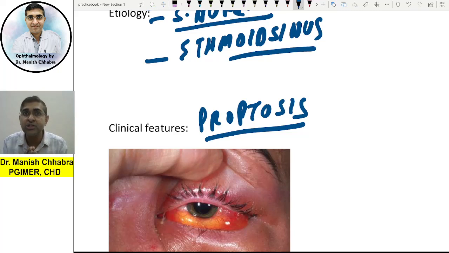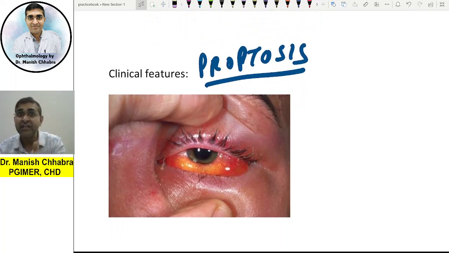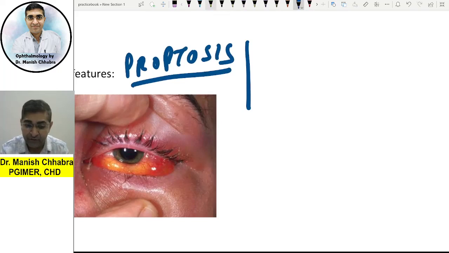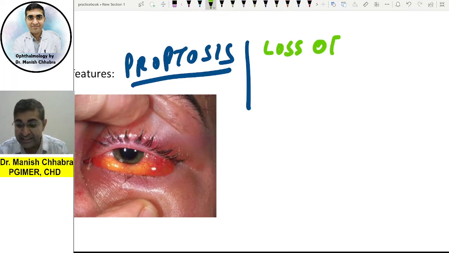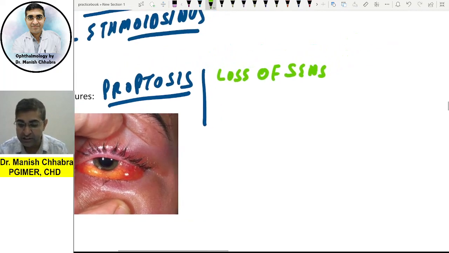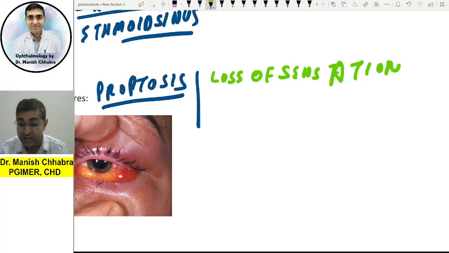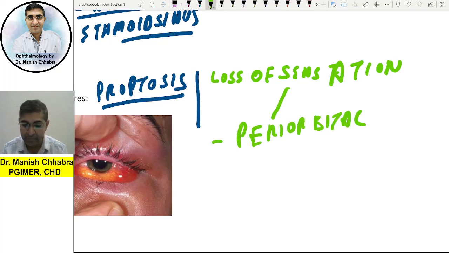What are those structures present inside the orbit? The same structures which are passing through the superior orbital fissure, optic canal, inferior orbital fissure. Now what are those structures? LFT: lacrimal nerve, frontal nerve, trochlear nerve. So when the lacrimal nerve, frontal nerve and trochlear nerve are compressed, what will happen? Loss of sensation. Loss of sensation of which area, boys and girls? Say periorbital area.